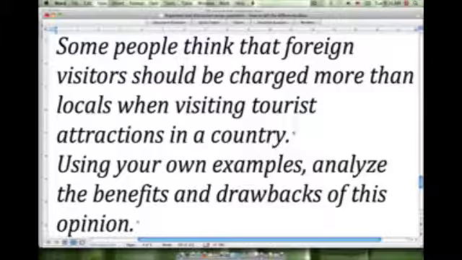"Using your own examples, analyze the benefits and drawbacks of this opinion." I'll let you read that to yourself. Okay, benefits and drawbacks, which simply means the good things and the bad things, the positive points and the negative points. So, again, this would be a discussion style of essay response.